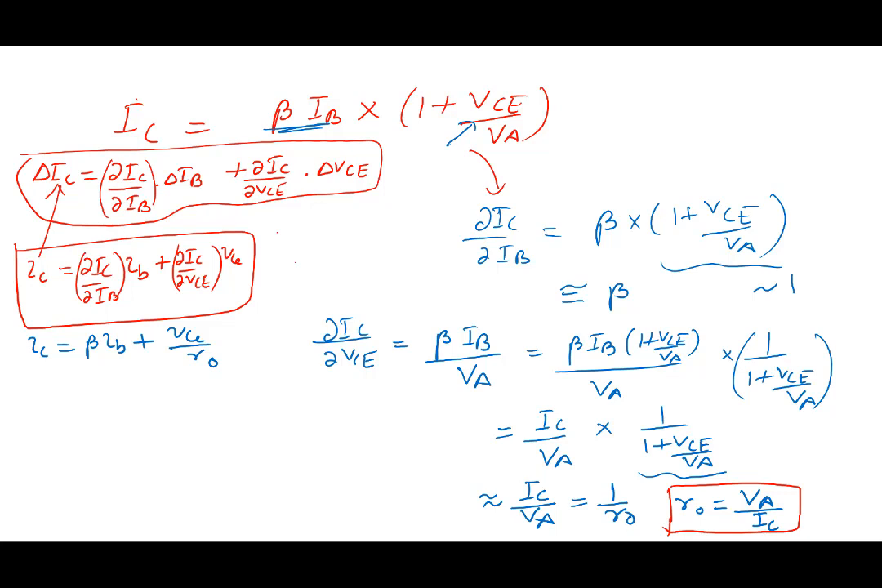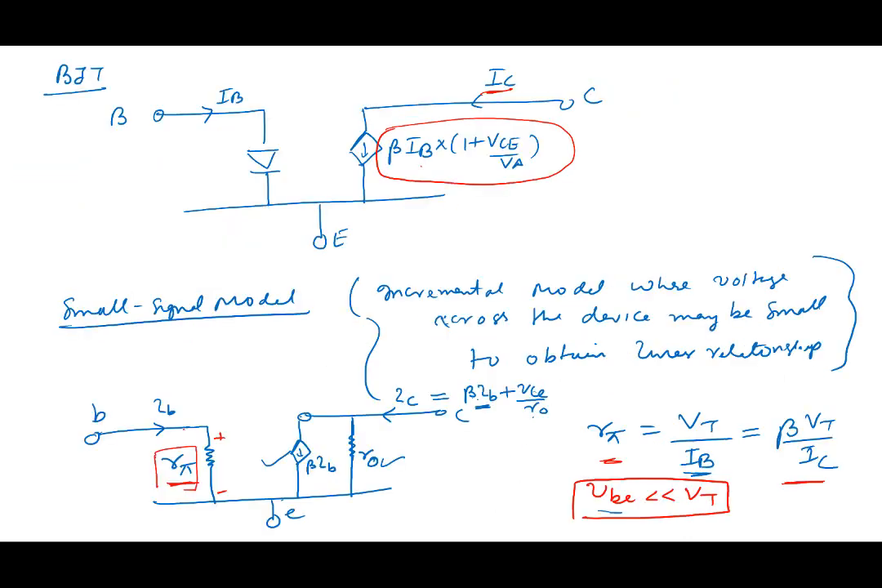So there is no constraint on how large VCE can be. There's nothing that says VCE has to be very small. The only constraint is that VBE has to be much, much less than beta. So what we have done is, note that we have obtained a small signal model, which is this model here.